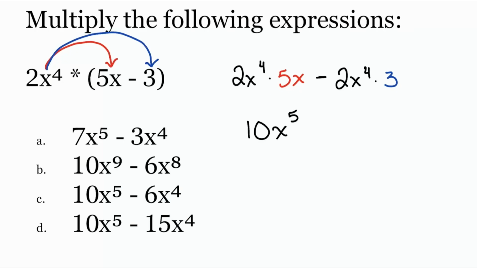Now, up next, we are going to be taking a look at the right side here. So here we are going to have 2x to the power of 4 multiplied by 3. So here again, we'll take those regular coefficients. 2 times 3, that's going to give us 6. And since there's nothing over here, we're just going to drop that x to the power of 4 down, and we're good. And that's it. And we're done. The correct answer here, my party people, will be answer choice C: 10x to the power of 5 minus 6x to the power of 4.